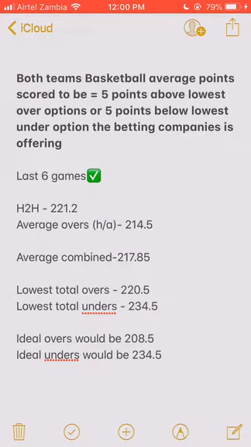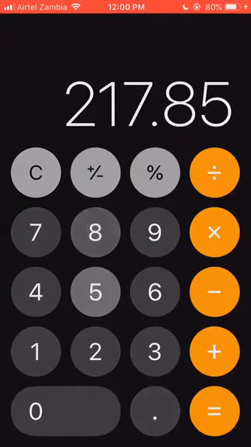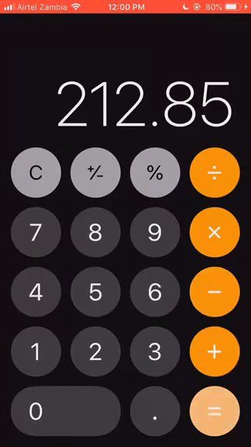So in this scenario, the ideal overs would have been 208.5 or 209.5 because the average is 217. So if I use the 5 strategy, 217.85 minus 5 is 212. So technically it would be 212, or 214. That would be great. If that option was there on Betway or the betting company, I would take it.